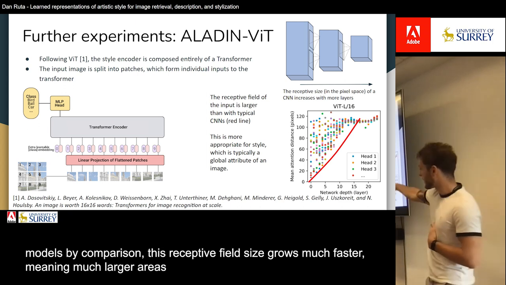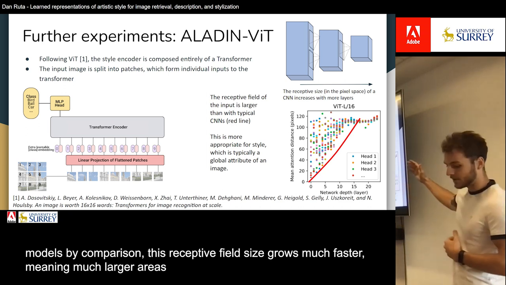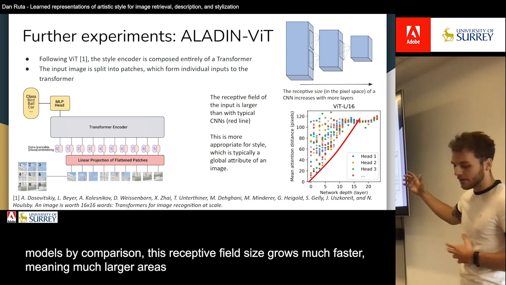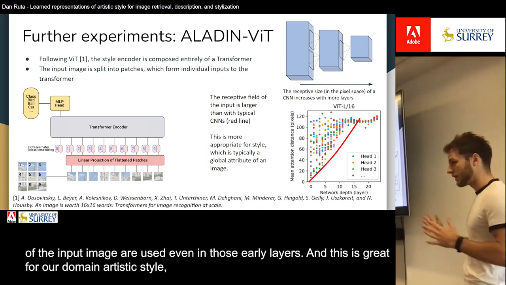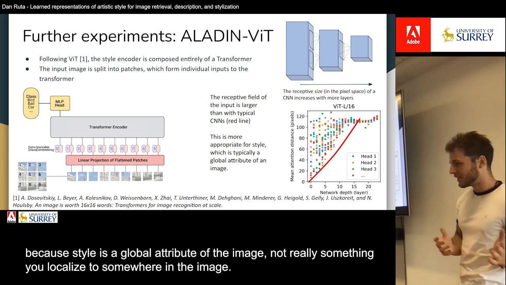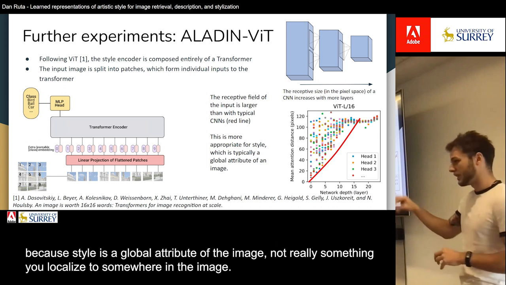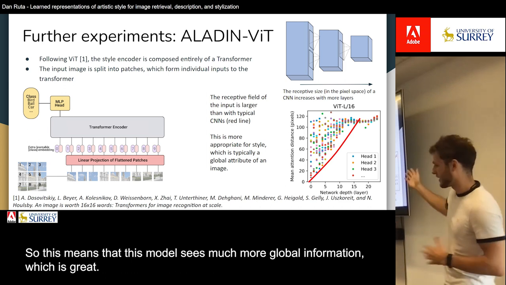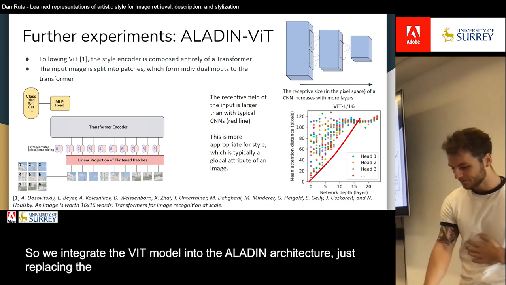In the ViT models, by comparison, this receptive field size grows much faster, meaning much larger areas of the input image are used even in those earlier layers. And this is great for our domain, artistic style, because style is a global attribute of the image, not really something you can localize somewhere in the image. So this means, I guess, more ways of capturing more global information, which is great.